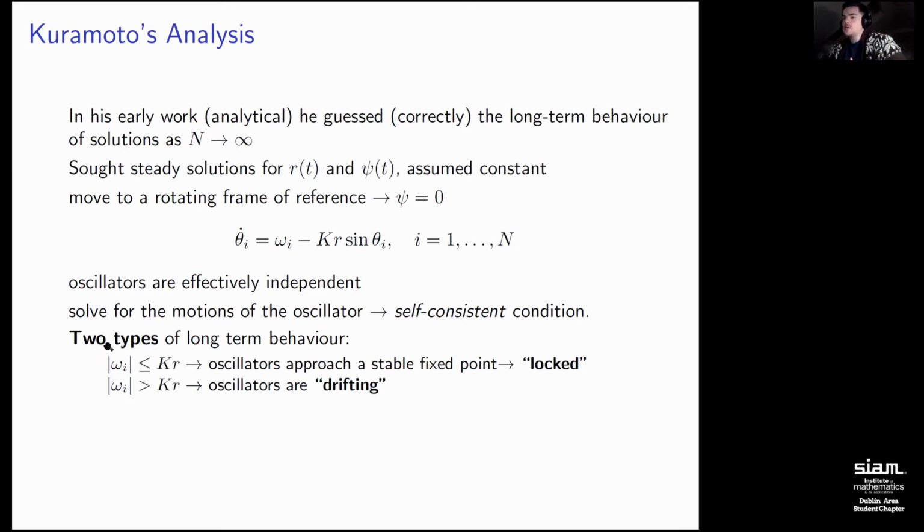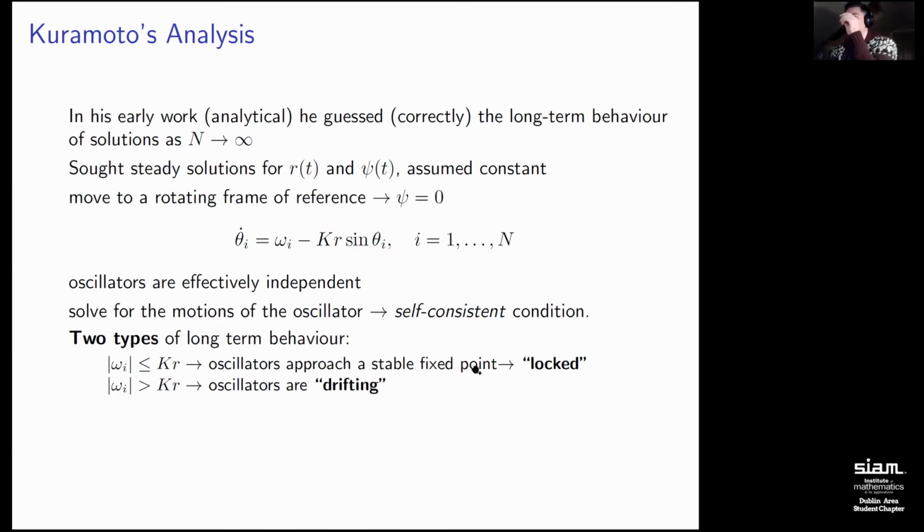In doing all this analysis, he knows that there are two types of long-term behavior. The first is when the size of the intrinsic frequencies is much less than the coupling constant. When this is the case, the oscillators will approach the fixed point, and the fixed point is given by the value here when this is equal to 0. At this fixed point, the oscillators are known as locked, because they've all locked into the same frequency and they're all rotating around, not evolving, essentially.